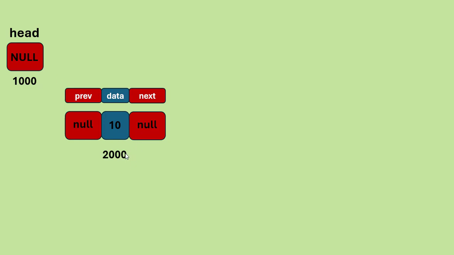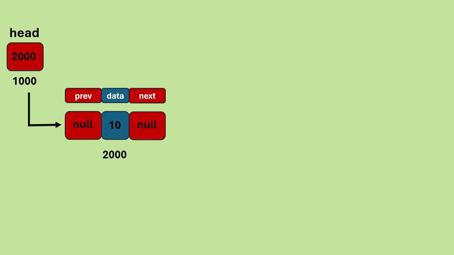So first I have to check the condition whether my head is equal to null. Yes, my head is equal to null. If head is equal to null, what should I do? I have to take the new node address 2000 and store it in head. So the link will be created. Head contains the address of the first node.